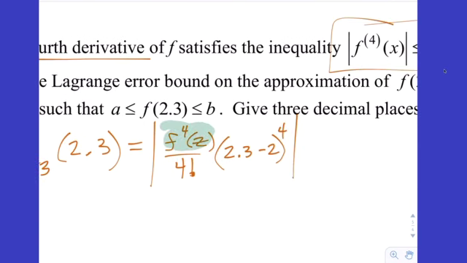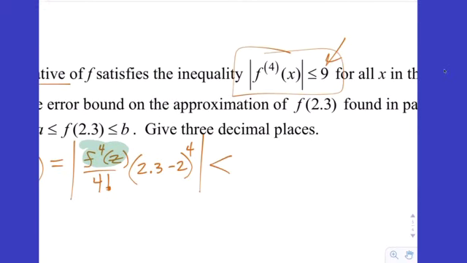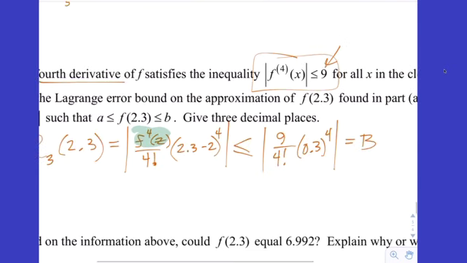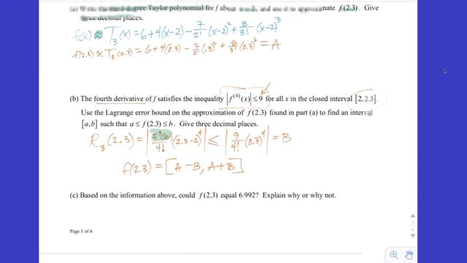All right, and now, what am I going to replace that with? 9, and that's where the inequality comes in. They said less than or equal to there, so you can actually put less than or equal to there, and you're going to get 9 over 4 factorial times 0.3 to the fourth. And there it is. You calculate that in your handheld calculating device. I'm not going to do it. Stored as B. And now the interval, f of 2.3, that's going to be the same thing. A minus B, the approximation minus the error bound for the lower bound, and then A plus B for the upper bound. And you would write all that out.